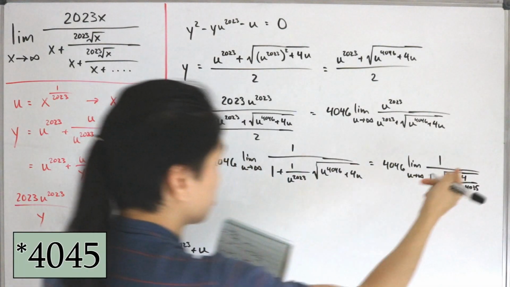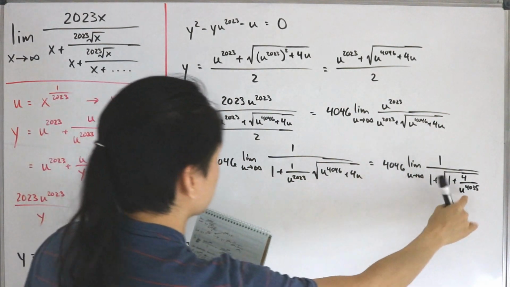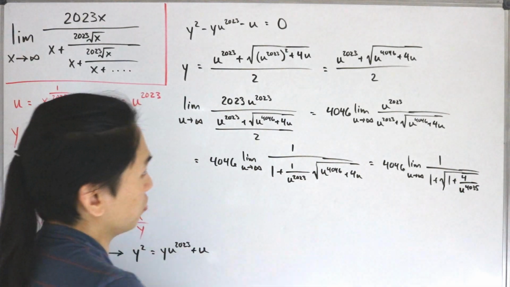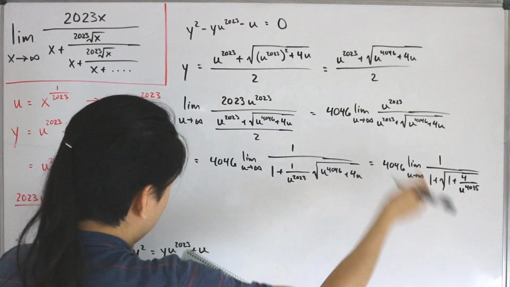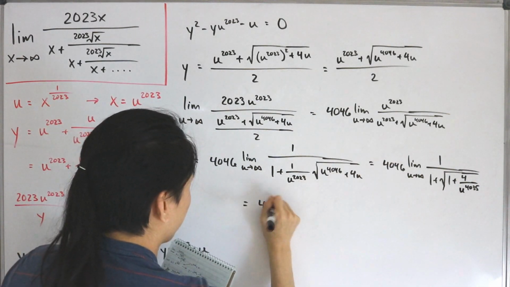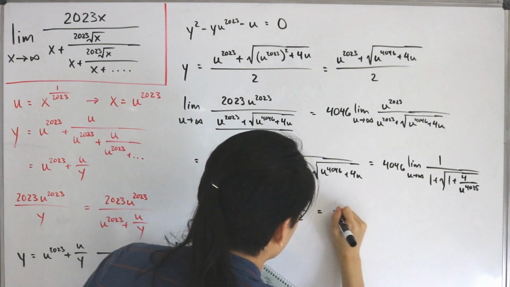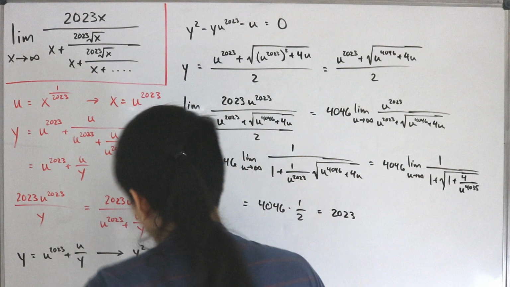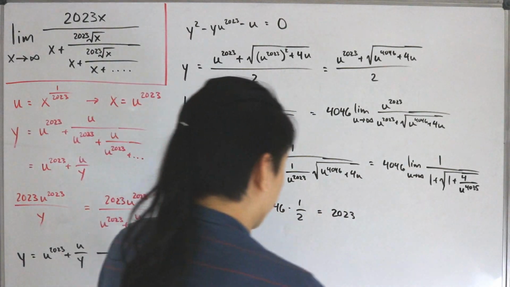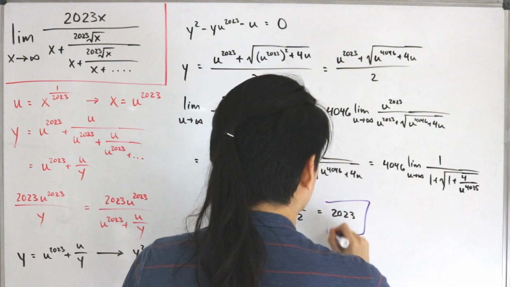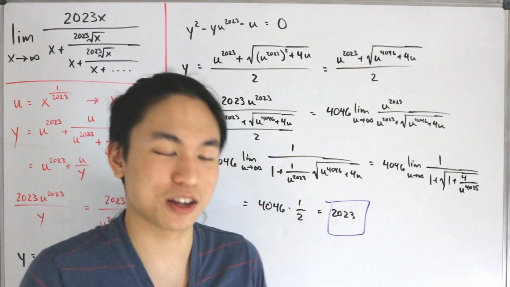And now, simple as that, we take the limit as u approaches infinity. This is just going to approach 0, so I have 1 plus the square root of 1, which is 1, so which is just 1/2, and so therefore I have 4046 times 1/2, which simplifies to simply just 2023. And so therefore that is our final answer to this continued fraction limit. I might as well call this title a 2023 limit if you think that's actually helpful.